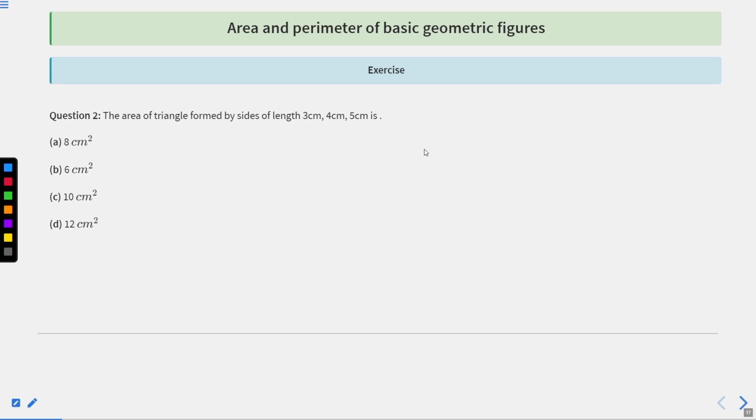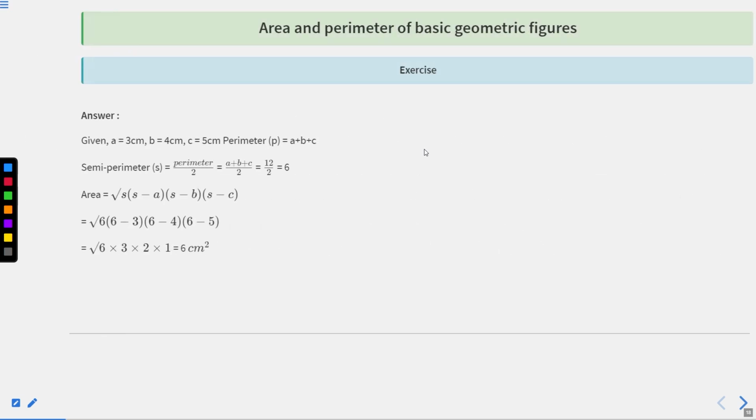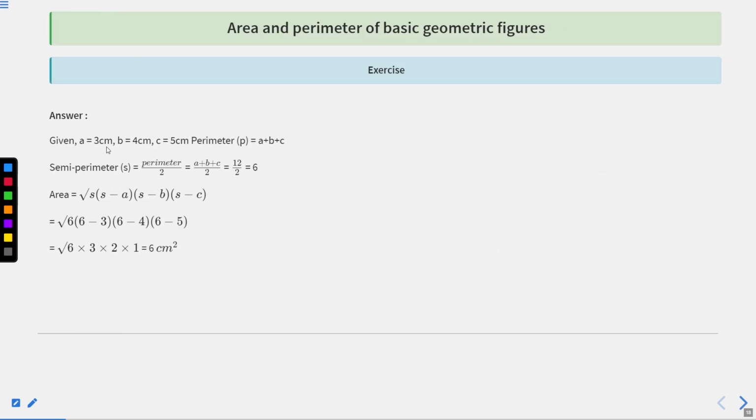So which formula are we going to use? Does this question provide us with the base and height? No, it is provided that the sides are of length 3 centimeter, 4 centimeter and 5 centimeter. That means we are going to use Heron's formula here. So we have A equal to 3 centimeter, B equal to 4 centimeter, C equal to 5 centimeter, and the perimeter will be A plus B plus C. Just substitute the values here and you will have S equal to 12 by 2, equal to 6.